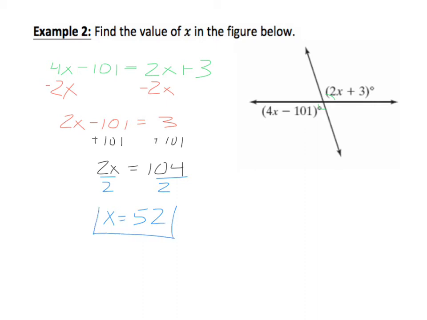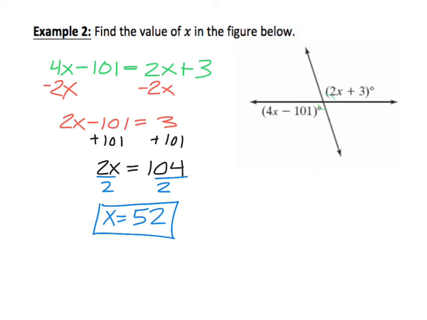Now, on some of the questions that you see, you may be asked to actually find the value of the angles in the picture. So x equal 52 is x, but let's suppose it also asks you to find the value of the angles. Remember, if it asks you to do that, you can just take the numbers and sub them in for x. So 4x would be 4 times 52 minus 101. And now we can just use our calculator here. 4 times 52 is 208 minus 101, and that is 107 degrees. Over here, we should also get 107 degrees.